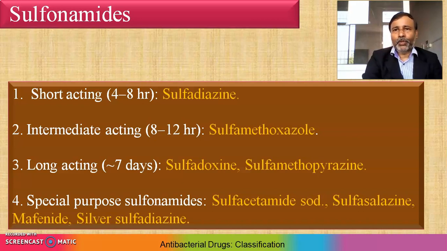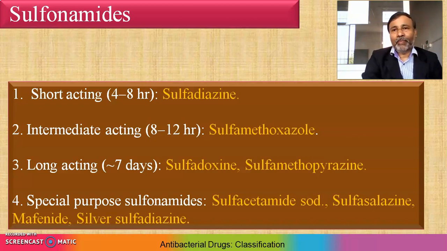So it totally depends upon the pharmacokinetics. Short acting, showing action for 4 to 8 hours, that is sulfadiazine, right? Then intermediate acting, 8 to 12 hours, sulfamethoxazole. Long acting, lasting longer, for 7 days, that is sulfadoxine, then sulfamethoxypyrazine. And the fourth one is a different kind of classification, that is special purpose.